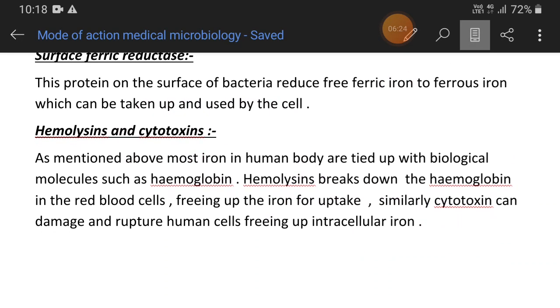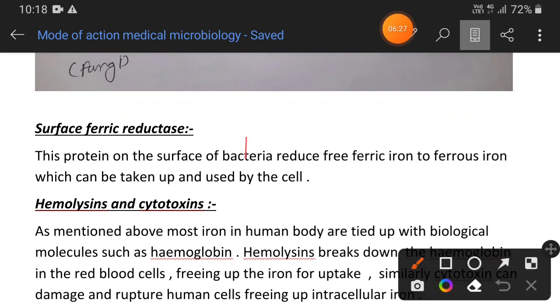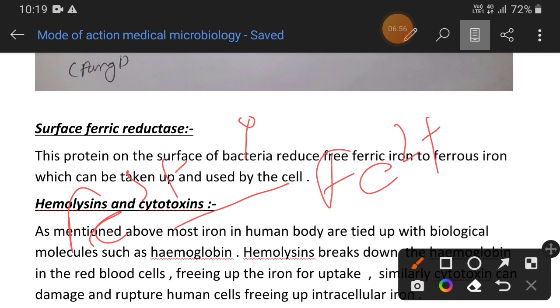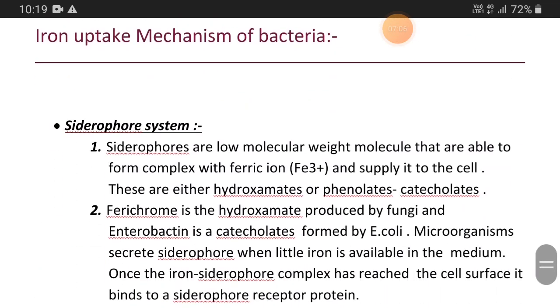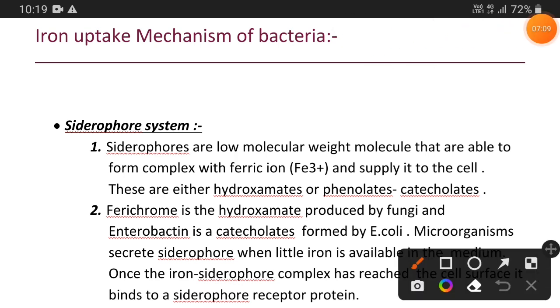On the bacterial surface it parks itself in the siderophore receptor protein. After that there can be two possibilities: either ferric Fe3 plus ion is directly transferred inside the cell, or the entire Fe3 plus siderophore complex is transported via an ABC transporter. After that there will be conversion of Fe3 plus into Fe2 plus, that is ferrous iron, facilitated by the surface ferric reductase present on the surface of the bacteria. So these are the three proteins that play a role in the entire iron uptake mechanism of the bacteria.